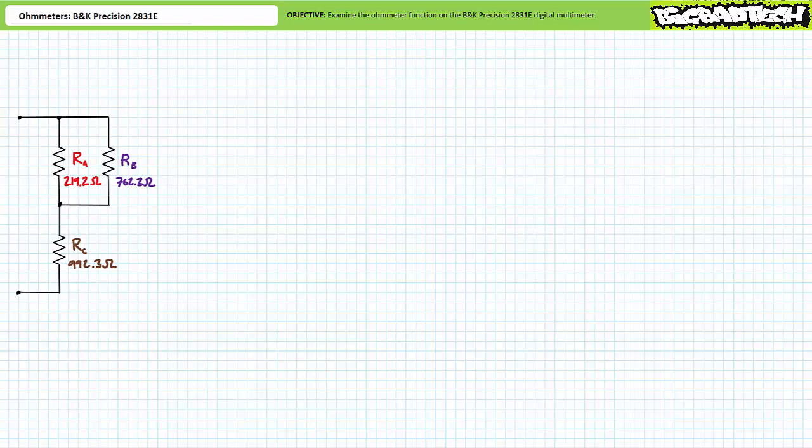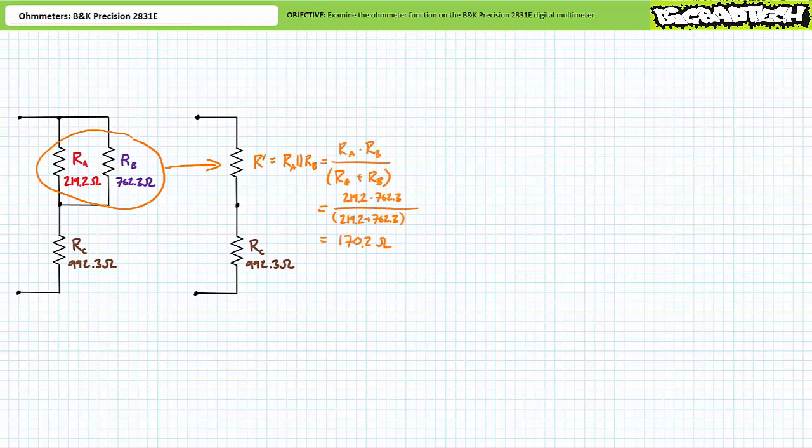Consider a series parallel combination of resistors A, B, and C, where resistors A and B are in parallel with one another, and this parallel combination is in series with resistor C. One can simplify the original series parallel circuit as an imagined resistor R single prime, being the parallel combination of RA and RB, in series with resistor C. The parallel combination of resistors A and B presents a resistance of 170.2 ohms.